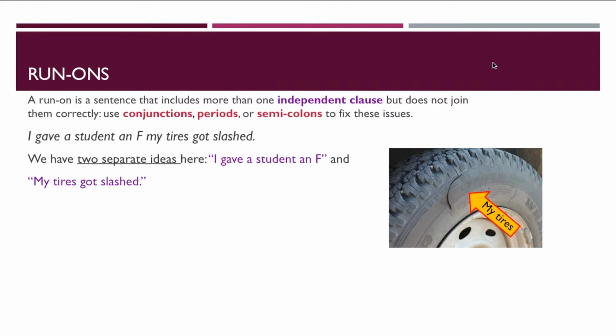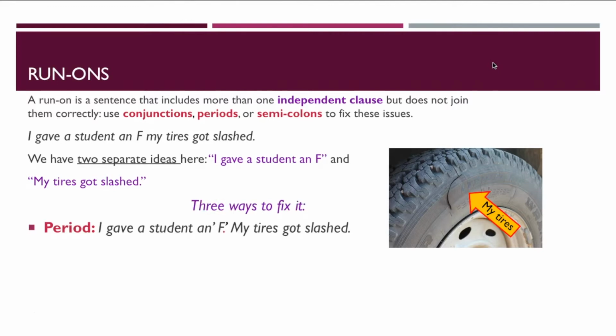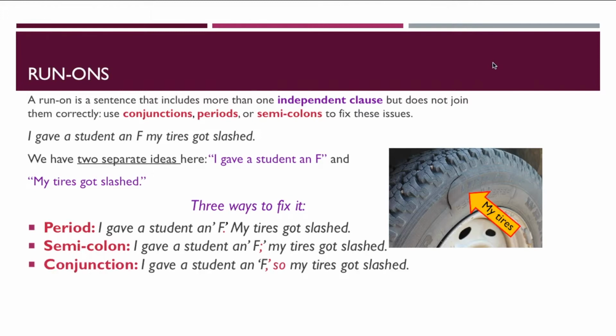I gave a student an F and my tires got slashed. Here are 3 ways to fix it. 1. A period. I gave a student an F, period, my tires got slashed. 2. A semicolon. I gave a student an F, semicolon, my tires got slashed. And 3. A conjunction. I gave a student an F, so my tires got slashed.